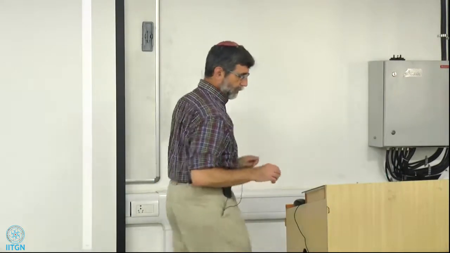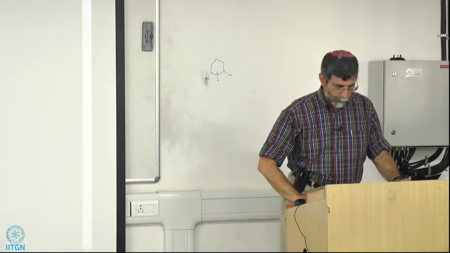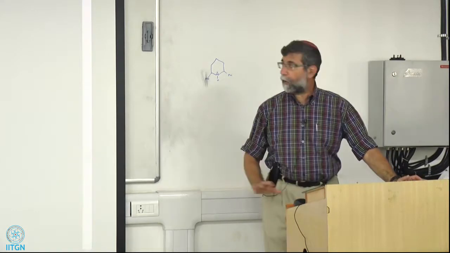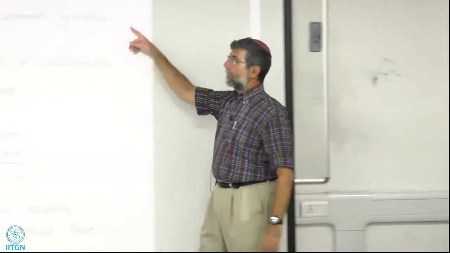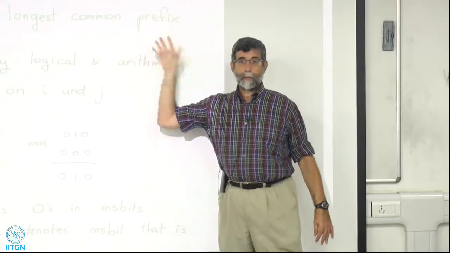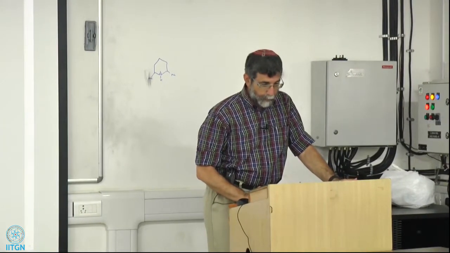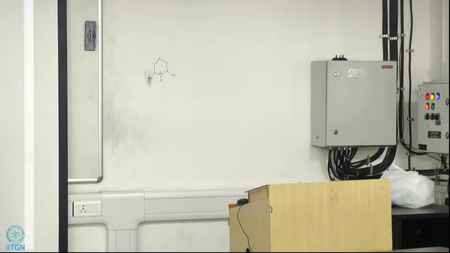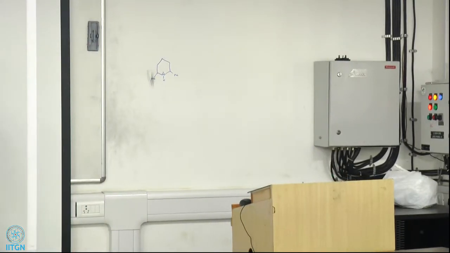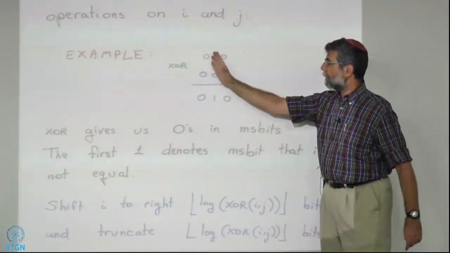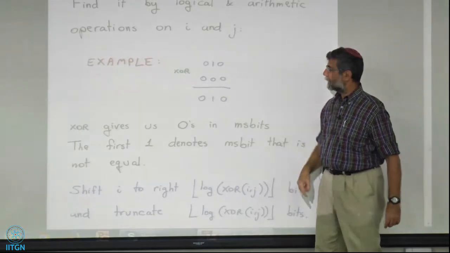Yes, okay, so it's actually written down. So first of all, does everyone agree that the LCA of i, j is the longest common prefix? Okay, so now we need to find the longest common prefix, and we need to find it by logical and arithmetic operations on i and j. Okay, so let's look at these two guys. We have 0, 1, 0 and 0, 0, 0. What's the longest common prefix here? It's this, because this one has a 1 and this one has a 0.